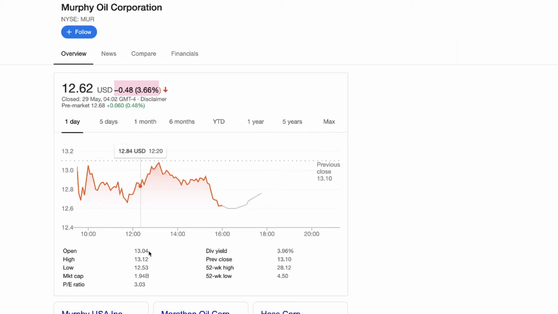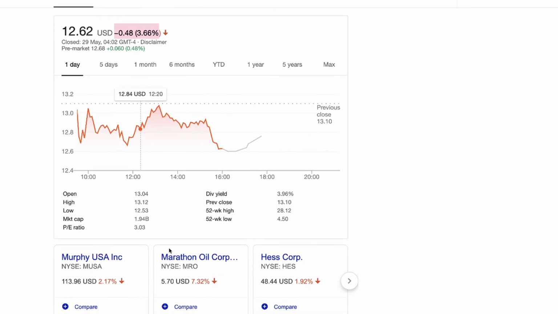Now let's move down to the ratios and the numbers and figures at the bottom of the screen here. So we can see the open. Recently it opened at 13.04. We can see the daily high of 13.12, and we can see that the low was 12.53, which is close to what it closed at, really.